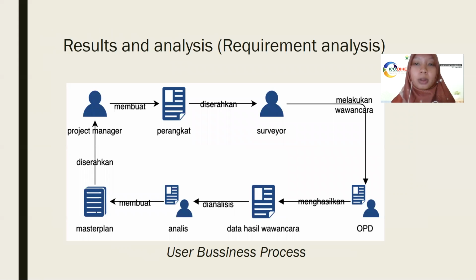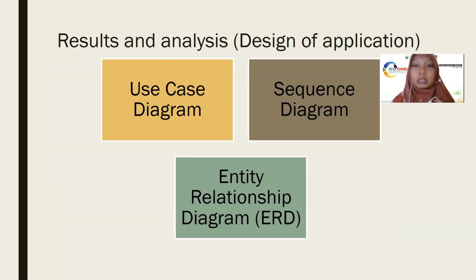And this is the requirement analysis. And for the making of user business process, from the user business process there will be some problems. The first is the result of making device that are still kept by each project manager. The second is surveyors carry out repeat surveys with the aim of validating the result of the survey to the client. The third is survey result data that are sometimes lost. So we make the design of application.